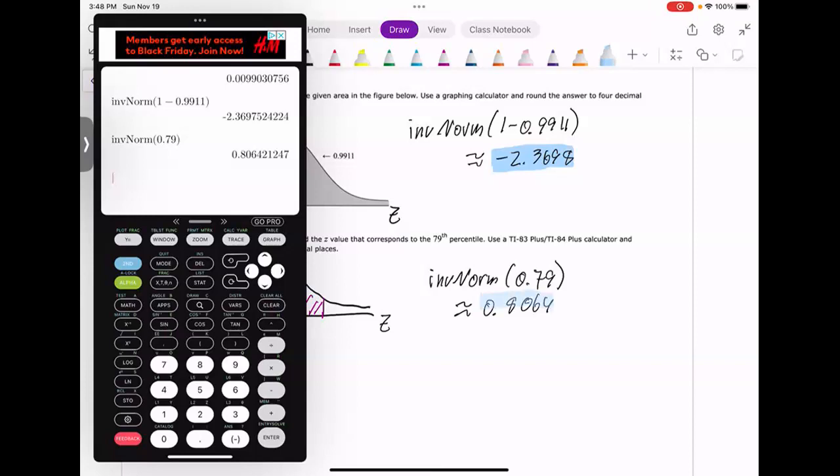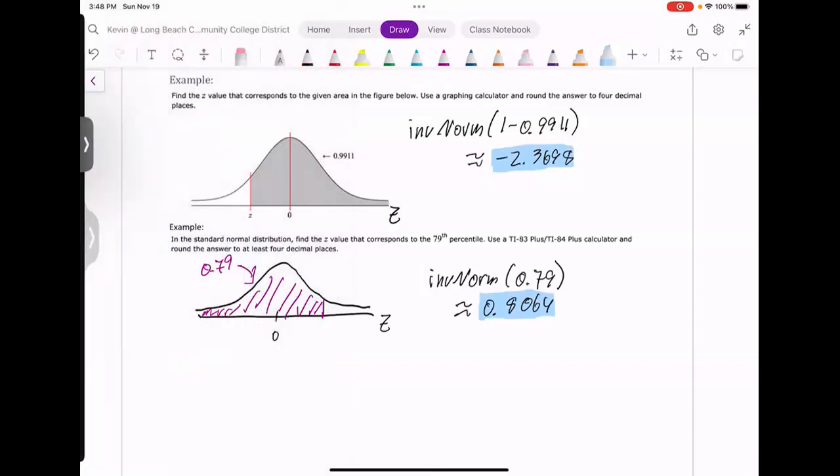Now you might think that that's area under a curve, but it's not. It's a distance from 0 is what that is. 0.8064 is the value on the Z-axis, is what that is.